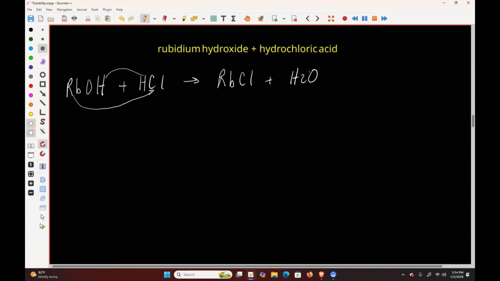Now let's see which ones are soluble. This is a group 1. All group 1s are soluble. This is a strong acid, so it is soluble. A salt containing a group 1 is soluble. And this is a pure liquid.